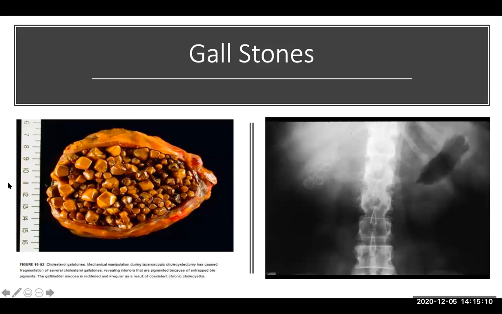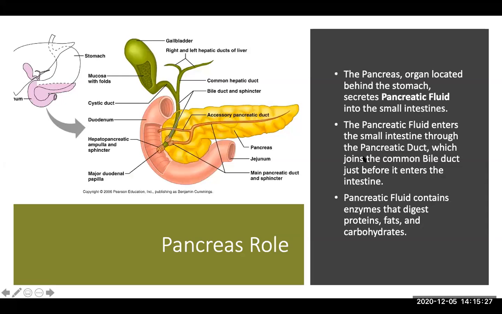This is a look at gallstones filling up a gallbladder. Incredibly painful because they can block the cystic duct from the gallbladder. They can be seen from an X-ray, and this is somebody's gallbladder filled with gallstones. Not good, very painful.